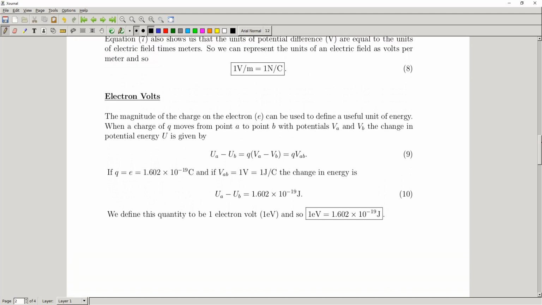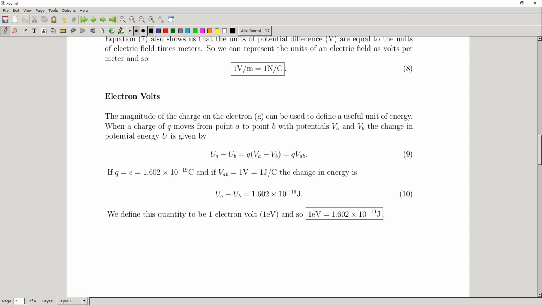Now, before I move on to some examples, because we're going to need to do a few, I'm going to talk about one more useful thing that we can pull out of this discussion here. It's this idea of electron volts. Okay, so the magnitude of the charge on the electron, which is e, can be used to define a useful unit of energy. We don't want to confuse what we're going to be doing here. Maybe I'll mention it at the end, but we're going to use this idea of the charge on an electron to define a useful unit of energy.